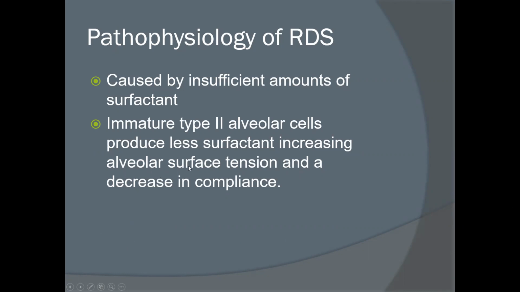So it increases alveolar surface tension. So without surfactant, instead of alveoli staying open, the walls are attracted to themselves and they collapse. And that causes a decrease in lung compliance.